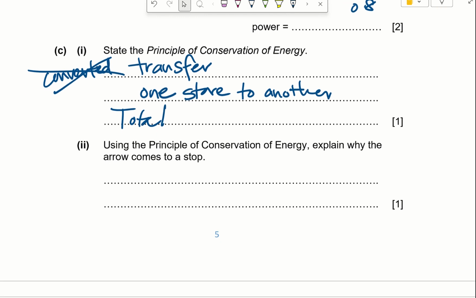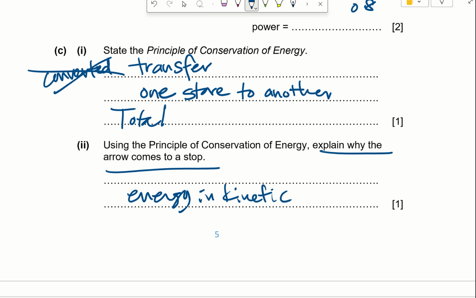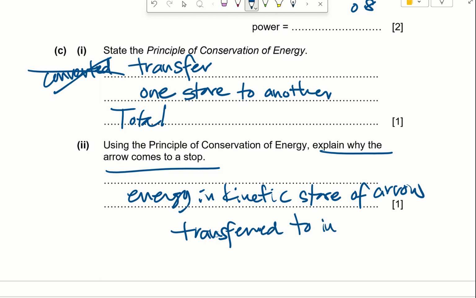Now, using the principle of conservation of energy, explain why the arrow comes to a stop. Okay, so basically, the energy in the kinetic store of the arrow is being transferred to the internal store of the target. Okay, my handwriting is a bit atrocious. I will upload the answer.